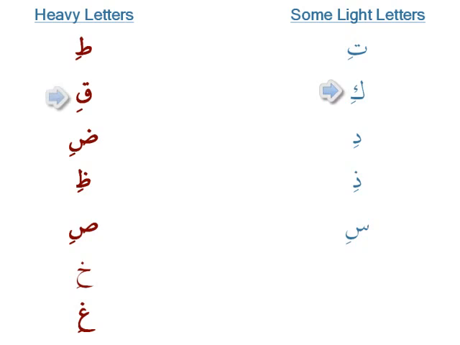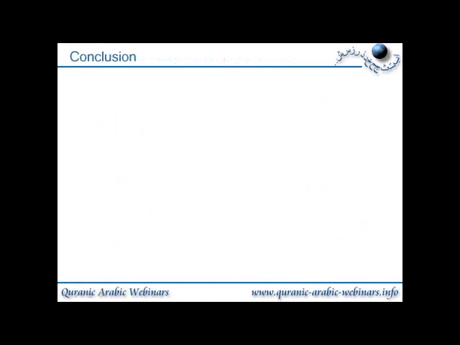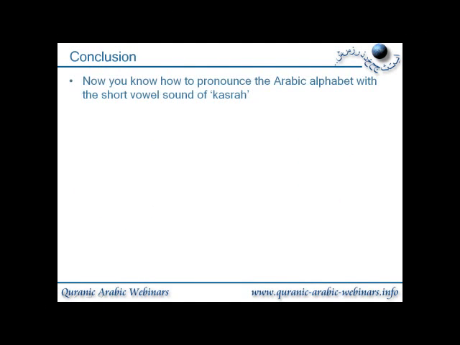Ki, Qi. Di, Di. Thi. Si, Si. Khi, Ri. Conclusion. Now you should know how to pronounce the Arabic alphabet with the short vowel sound of Kasrah.